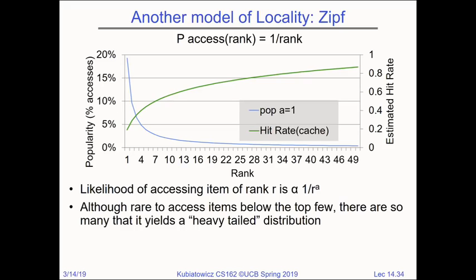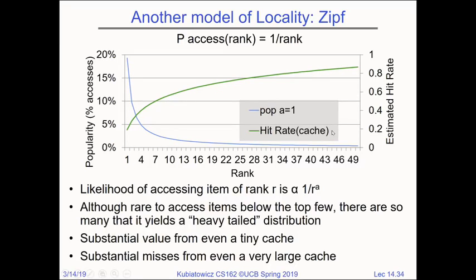How many people have run into Zipf before? Anybody? So this is a good distribution to describe a lot of access patterns. So even a tiny cache gives you a lot of value, but a big cache gives you decreasing value, but still value, and there's a very long tail.